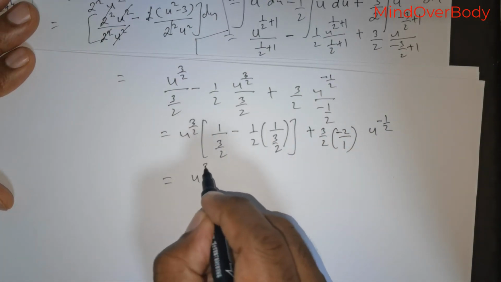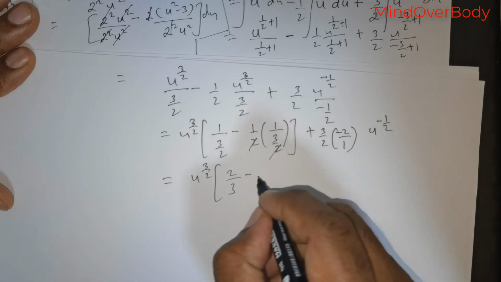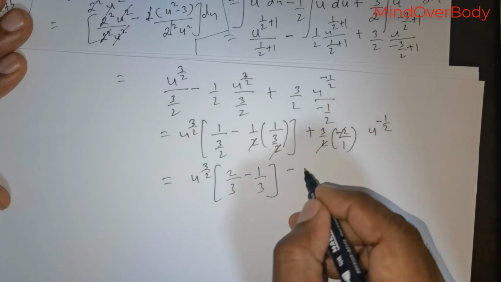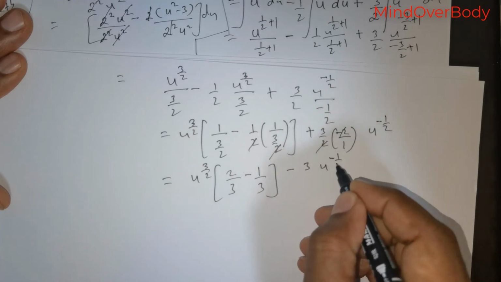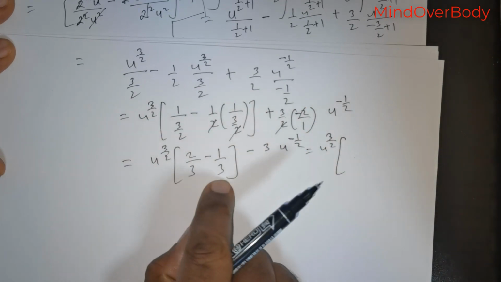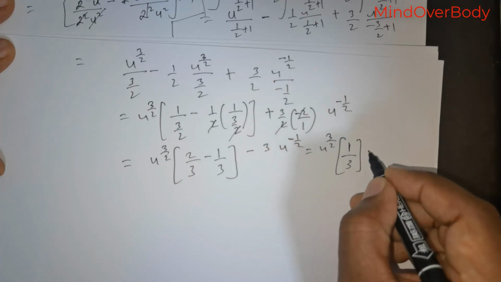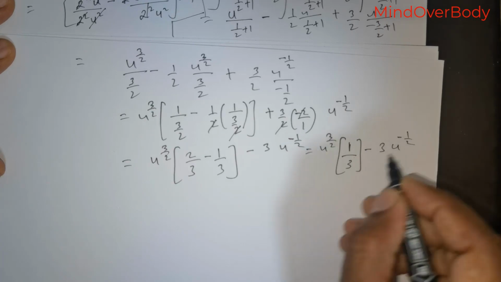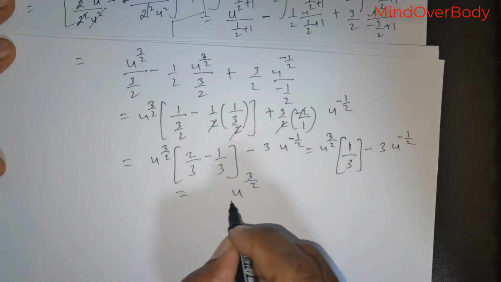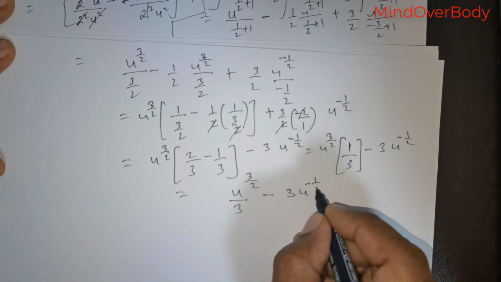So this is equal to u raised to the power of 3/2. You flip this, you get 2/3. In fact the 2 can be cancelled, giving you 1/3, and over here the 2 can be cancelled, giving you negative 3 u raised to the power of negative 1/2. So this is equal to u raised to the power of 3/2. 3 is the LCM, 2 minus 1, that's going to be 1/3 minus 3 u raised to the power of negative 1/2. So if you rewrite this, it is u raised to the power of 3/2 divided by 3, minus 3 times u raised to the power of negative 1/2.